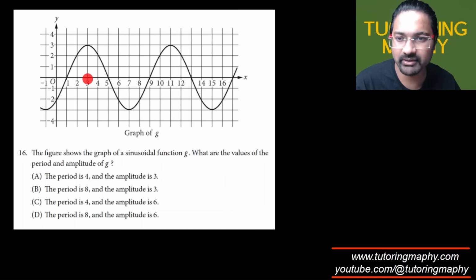And from the middle value, whatever it goes to the top or whatever it goes to the bottom, that number is the amplitude. So from the middle, it goes 3 units up, because this is 3. So the amplitude is 3, which means that these two are incorrect. The last two are ruled out.